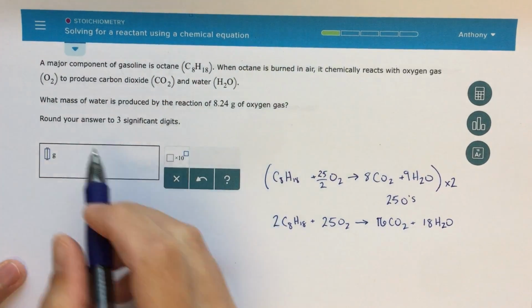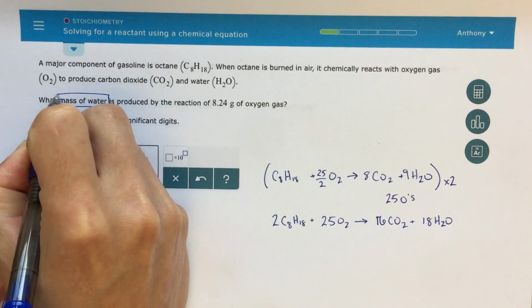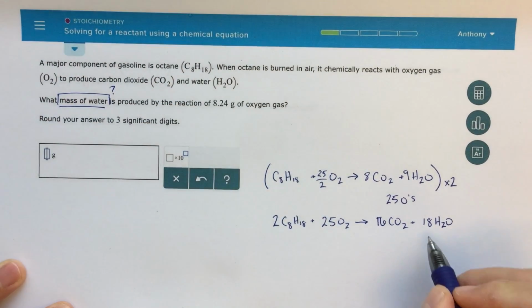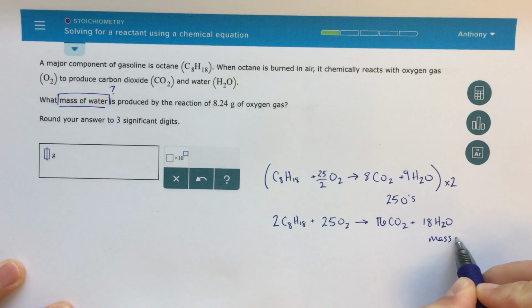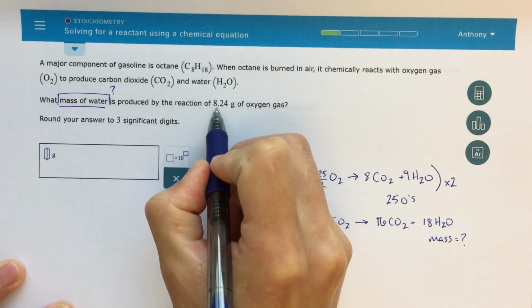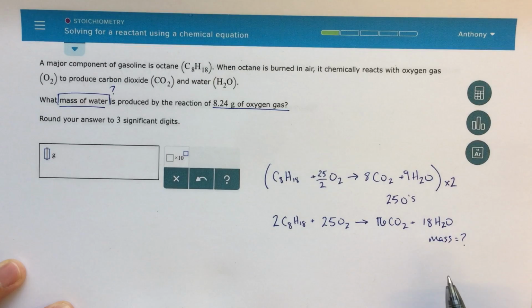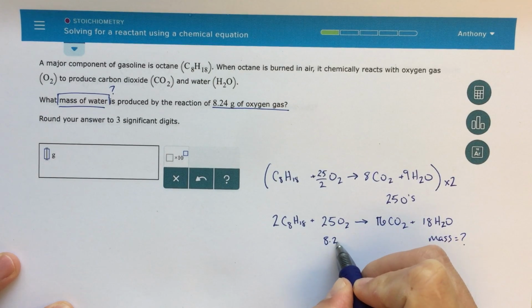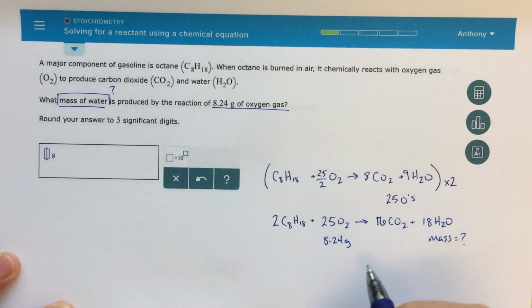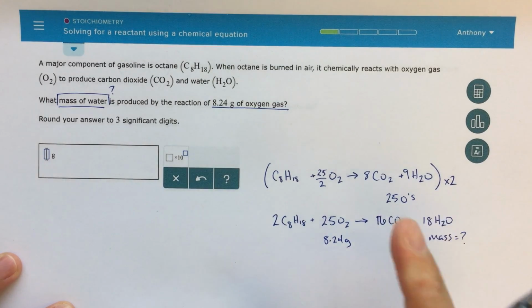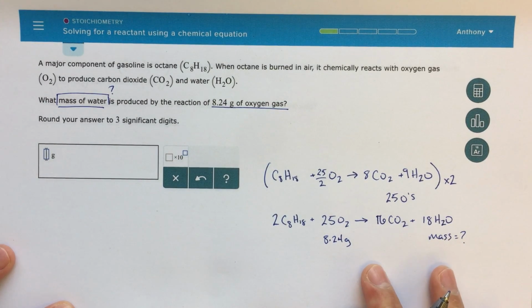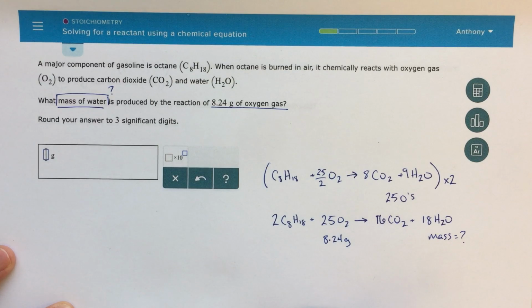So the question is asking us what mass of water. That's the question. So over here I might put mass equals question mark, is produced by the reaction of 8.24 grams of oxygen gas. So I'm going to start with 8.24 grams of O2. And I like to organize my work and organize the question in this way. So 8.24 grams of O2.